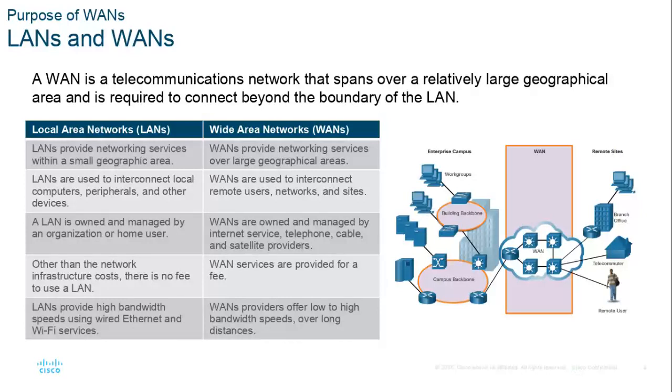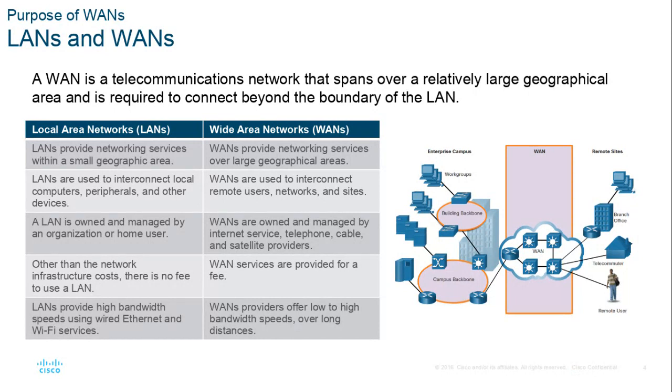So a local area network is within a small area, like the 328 feet distance limitation we have with twisted pair copper cable, typically used within an organization to connect its devices together. It's owned by a home user or an organization. It offers high speed bandwidth using wired Ethernet and Wi-Fi services.